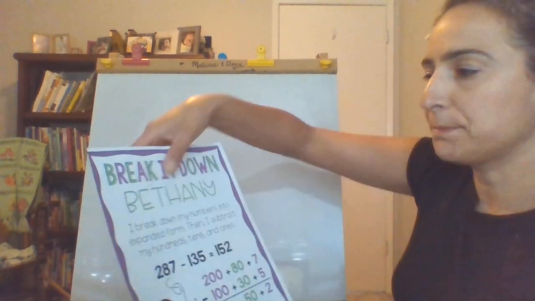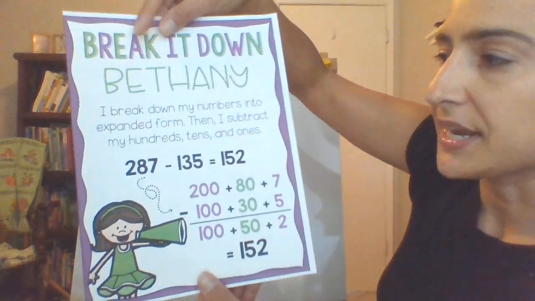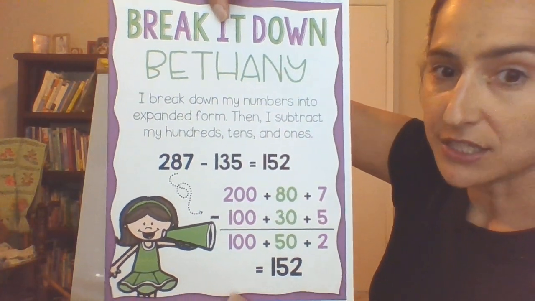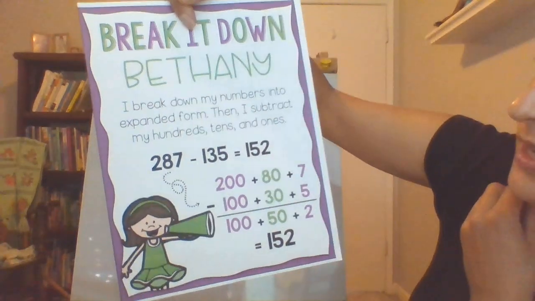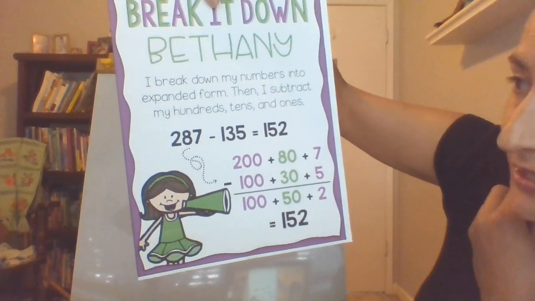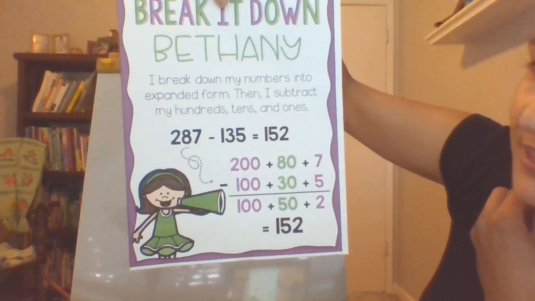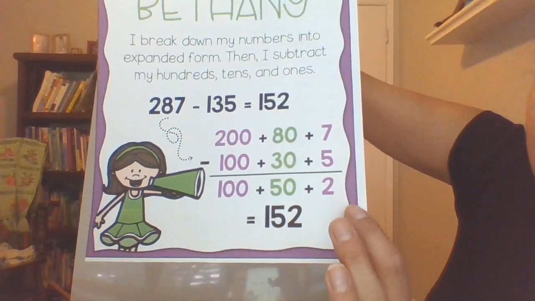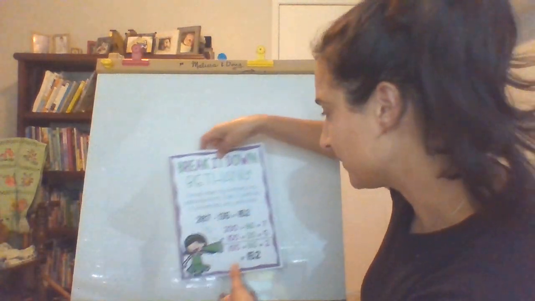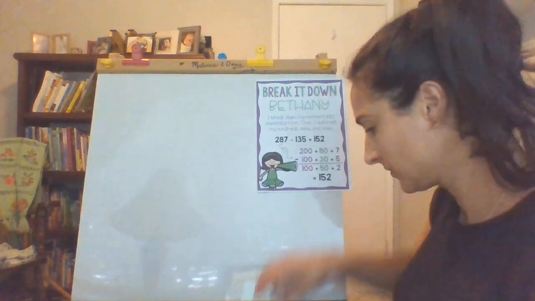All right, break it down, Bethany. I break down my numbers into expanded form, and you're all really good at expanded form. Then I subtract my hundreds, tens, and ones. Remember that? All right, so let's go, Bethany.